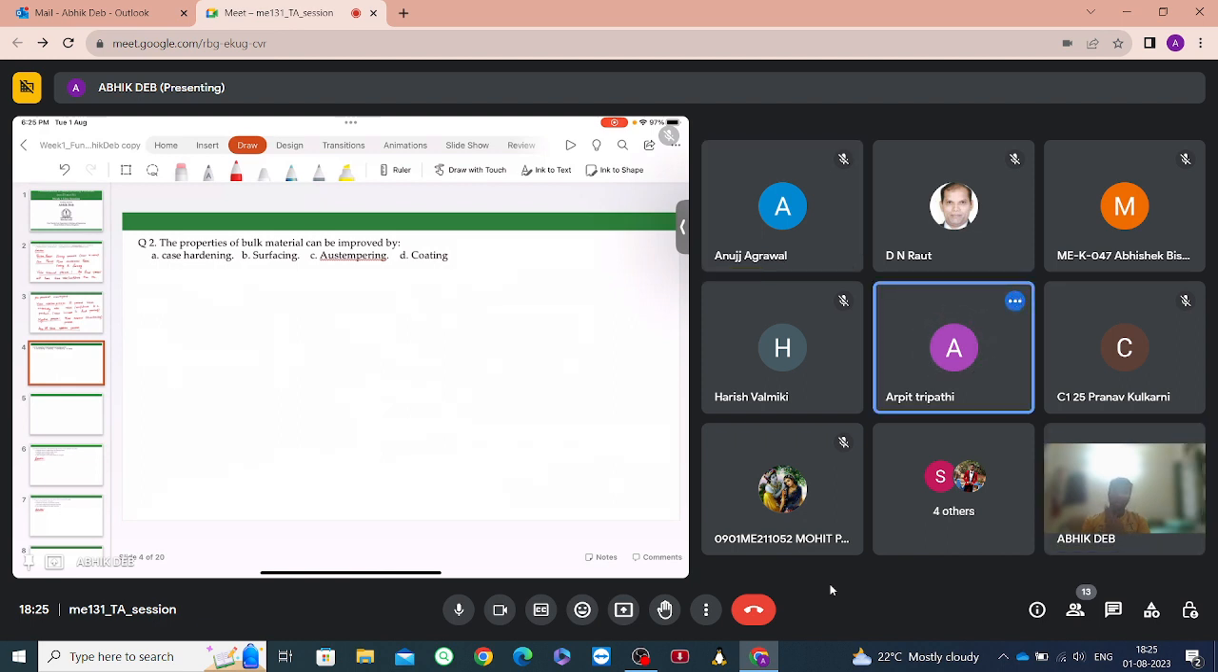Okay, so what is case hardening? It increases the hardness of the outer surface of the material. So it changes the outer hardness of the material, and what is the question seeking? It is seeking the properties of the bulk material. So what is bulk material, do you know? What is called bulk material? Does anybody have any idea? Okay, so what is bulk material? What is called bulk? It is a very common word, right?